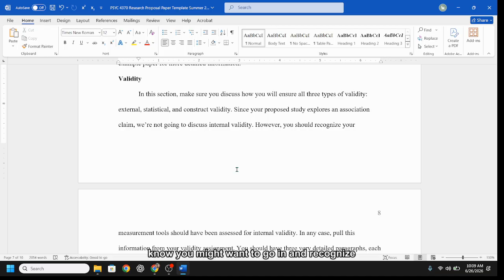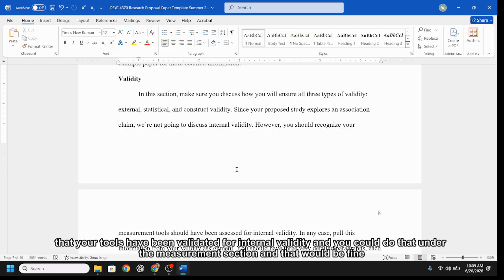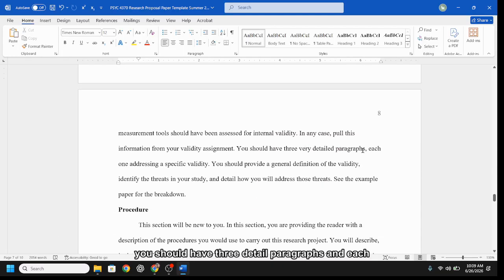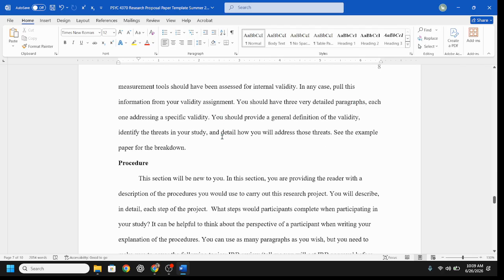Now, you might want to go in and recognize that your tools have been validated for internal validity, and you could do that under the measurement section, and that would be fine. But you should have 3 detailed paragraphs, and each one of those paragraphs should address validity. 1 for external, 1 for statistical, and 1 for construct.